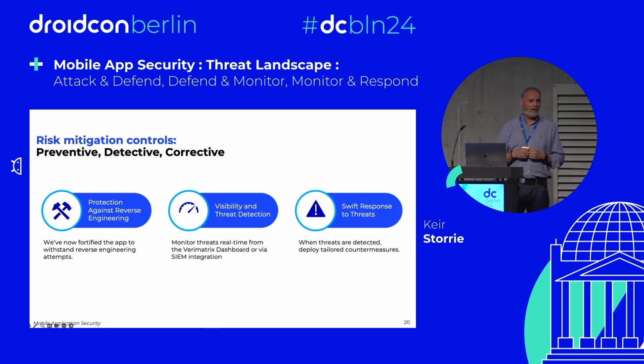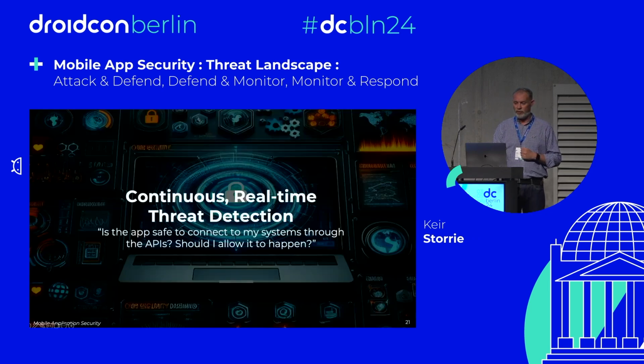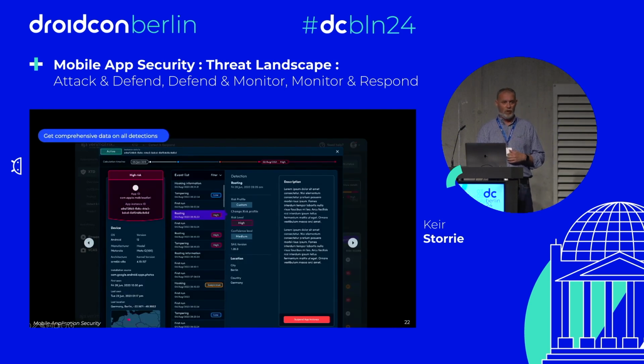We need to protect our apps, we need to detect whenever we're being attacked, and we need to have a flexible countermeasure to say, I want to stop this application from weaponizing my APIs against me, and from potentially generating fraudulent transactions. Well, really, in order to do that, we need continuous real-time threat detection. Continuous real-time threat detection will give us a fine-grained list of all of the security events that happen against our application. Has someone tried to run a modified version of my app?